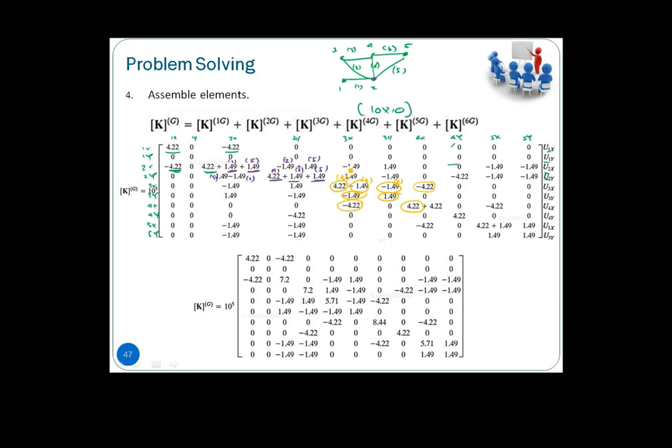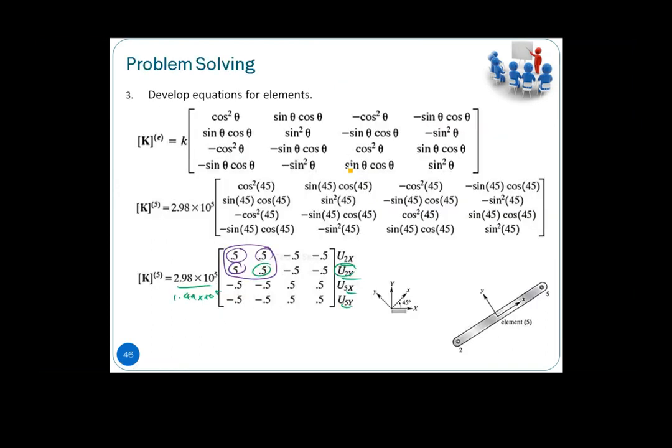Right? So you have to basically assemble them correctly. So if you are given all these elemental stiffness matrices, then we have to cover each of them, right? So this is referring to anything that is related to 2 and 5. So it's all negative.